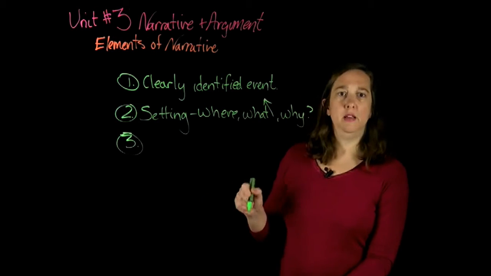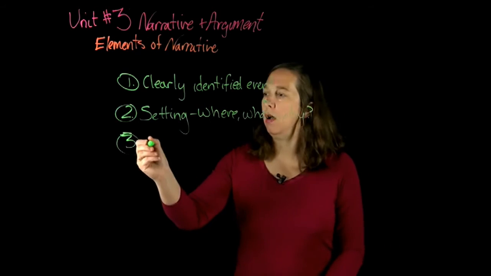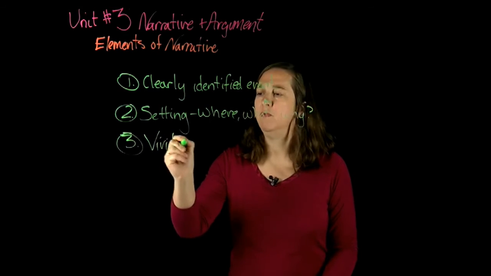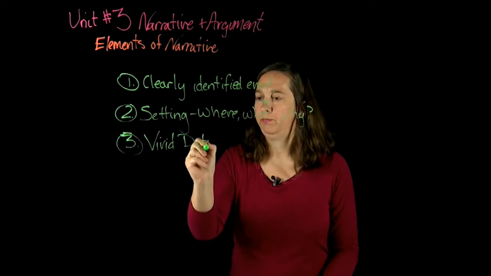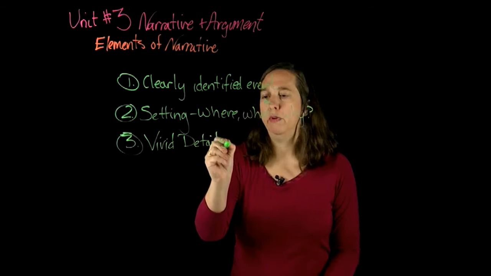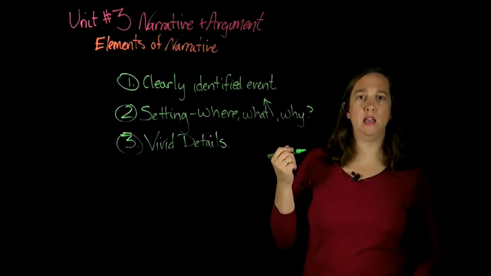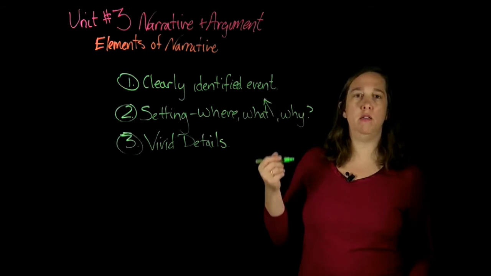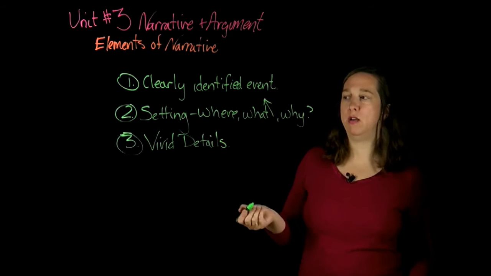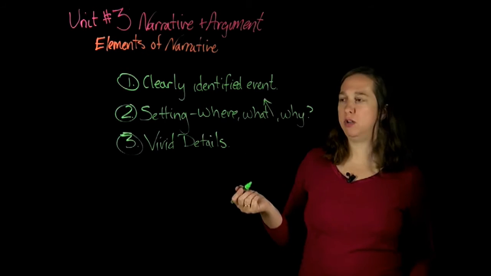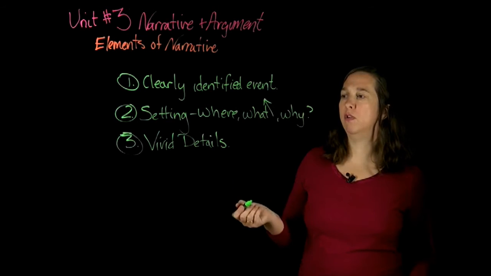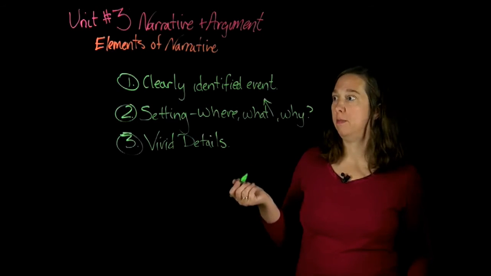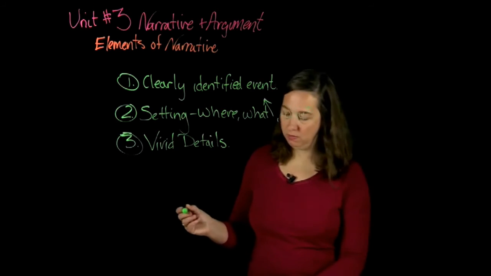The next piece can take a variety of different means, but it's the idea that we've got some vivid details. We've got some very specific details that can support why this narrative is important, why this story matters. So what are the details? How does it create a picture in our mind? How does it overall describe and support what is going on and where it is happening and why it's important?